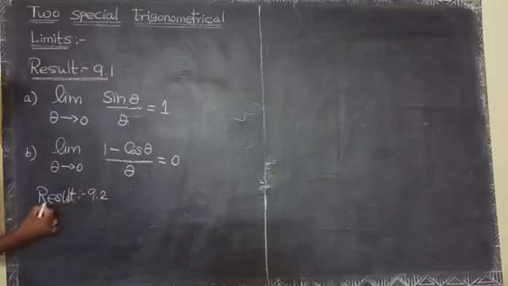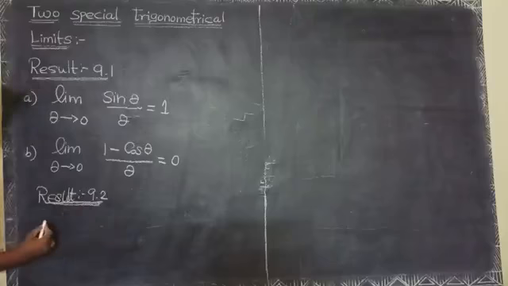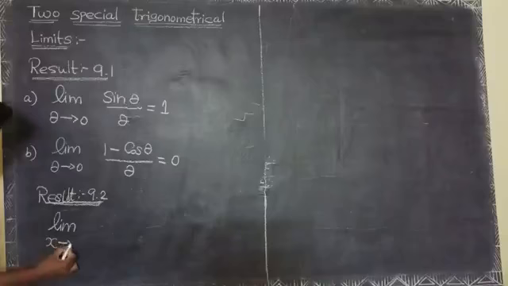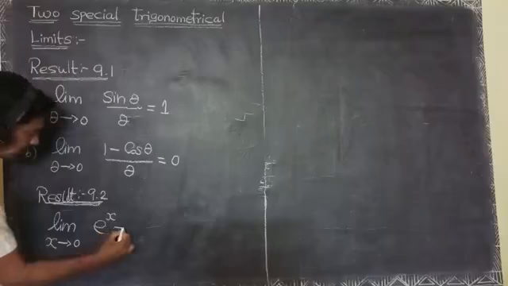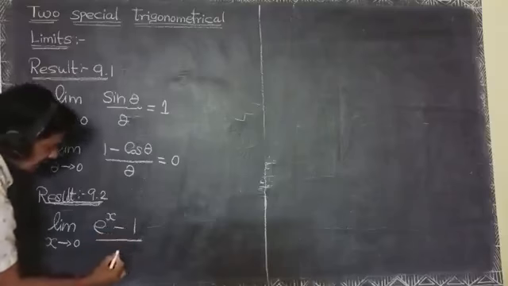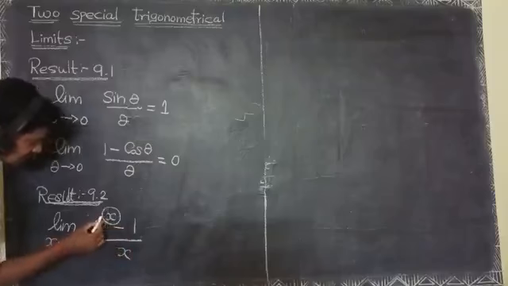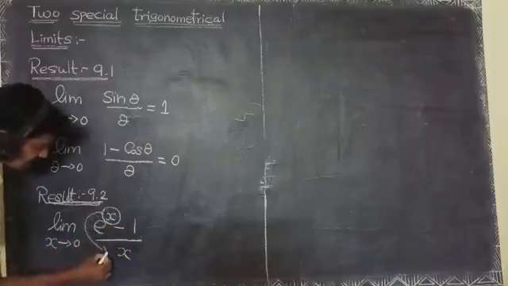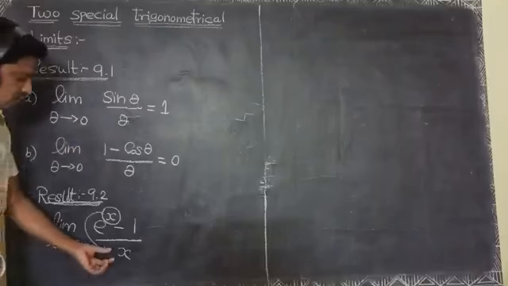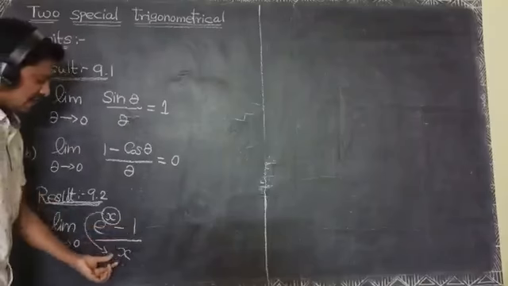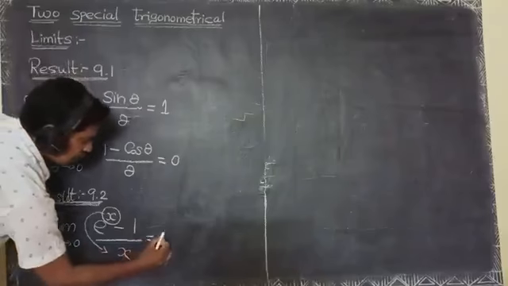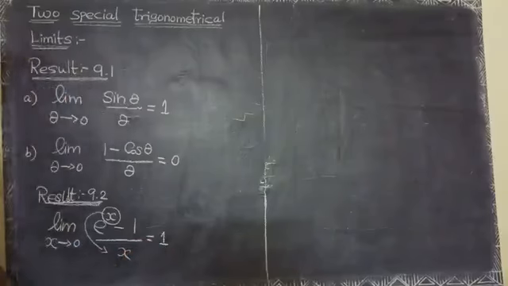Result 9.2: limit x approaches 0 of e power x minus 1 divided by x. Here the power and the denominator have the same factor, so the result is 1. That is, e power x minus 1 divided by x is equal to 1.